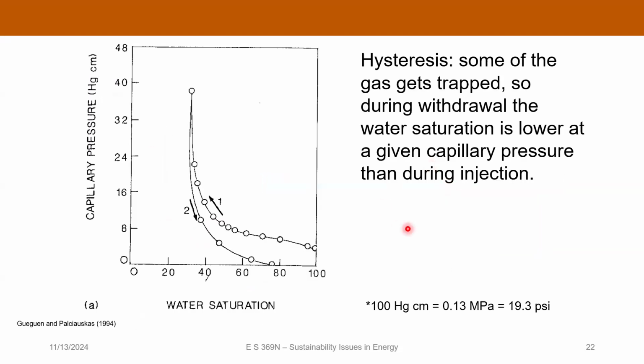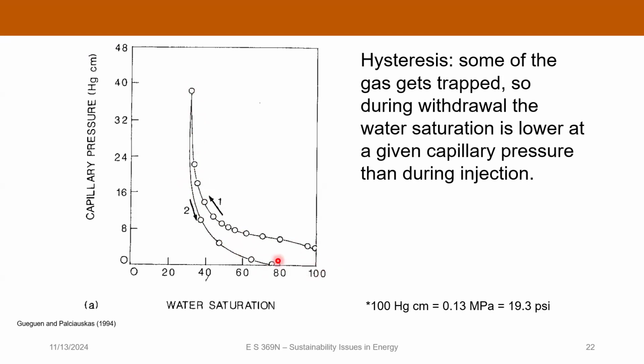So real rocks have more complicated pore networks, and as a result, when you do a drainage and then follow that with an imbibition step here, you don't take the same path on the way out that you did on the way in, and there's always going to be some amount of non-wetting fluid that gets trapped, that gets left behind. So if you're thinking about hydrogen, this amount of hydrogen, you're going to inject that, and you're never going to get it back, okay?